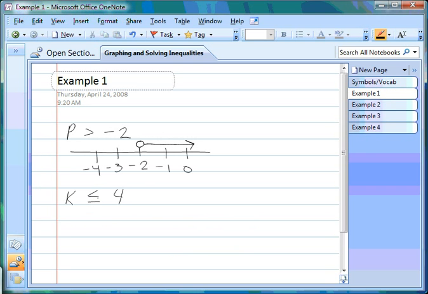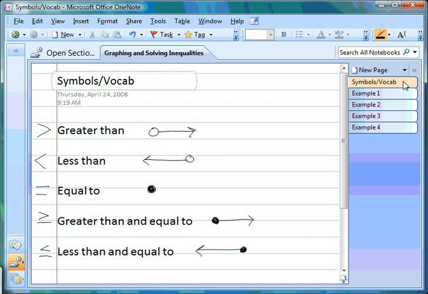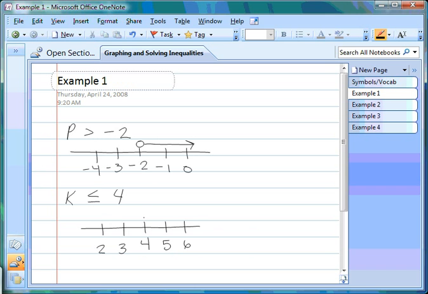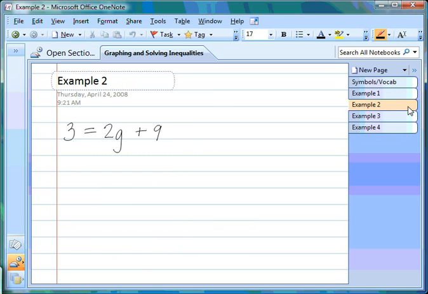Our second example, K is less than or equal to 4. We draw our number line, we put 4 in the middle, and we number up, and we number down. Less than or equal to, let's go back to our symbols page. Less than and equal to is a colored in circle with an arrow to the left. So we put a colored in circle on the number 4, and we draw our arrow to the left. Those are pretty easy.